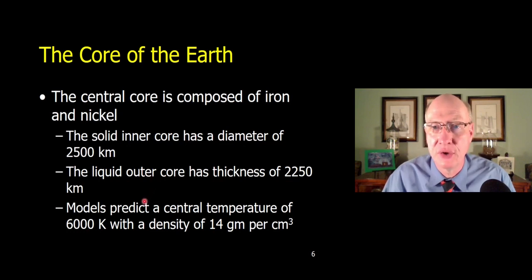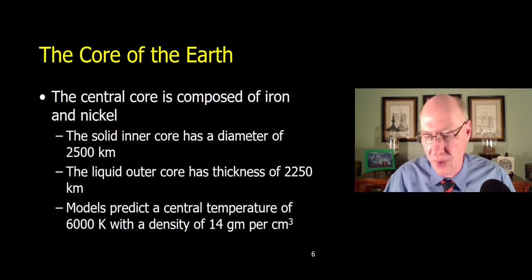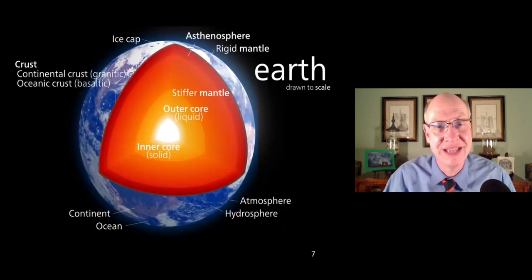Now, models of the Earth predict that the temperature down at the center of the Earth is about 6,000 Kelvin, with a density at the very center of probably around 14 grams per cubic centimeter. And that is, of course, significantly denser than the average density of the Earth, and that makes up for the fact that the rocks here on the surface are much less dense.